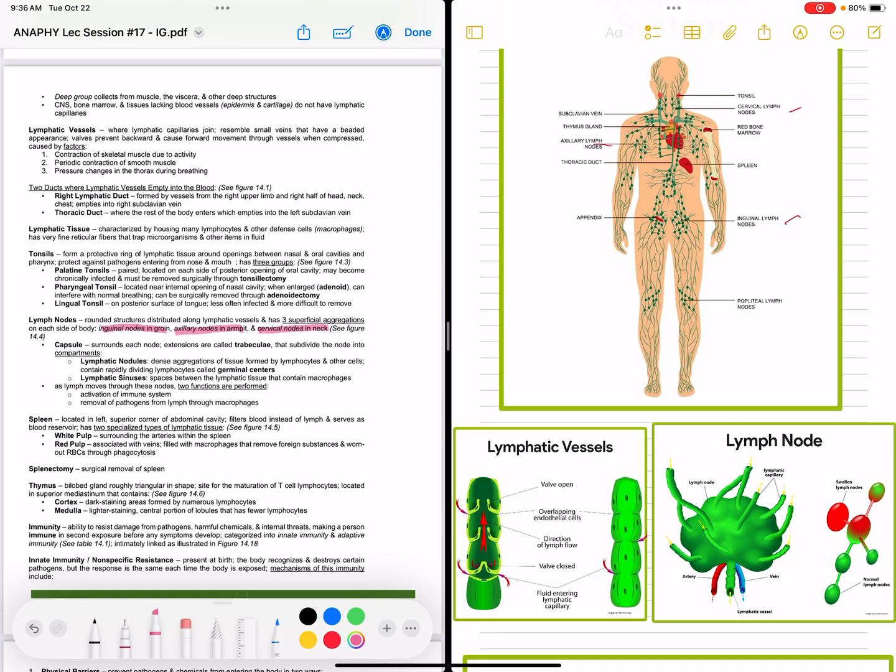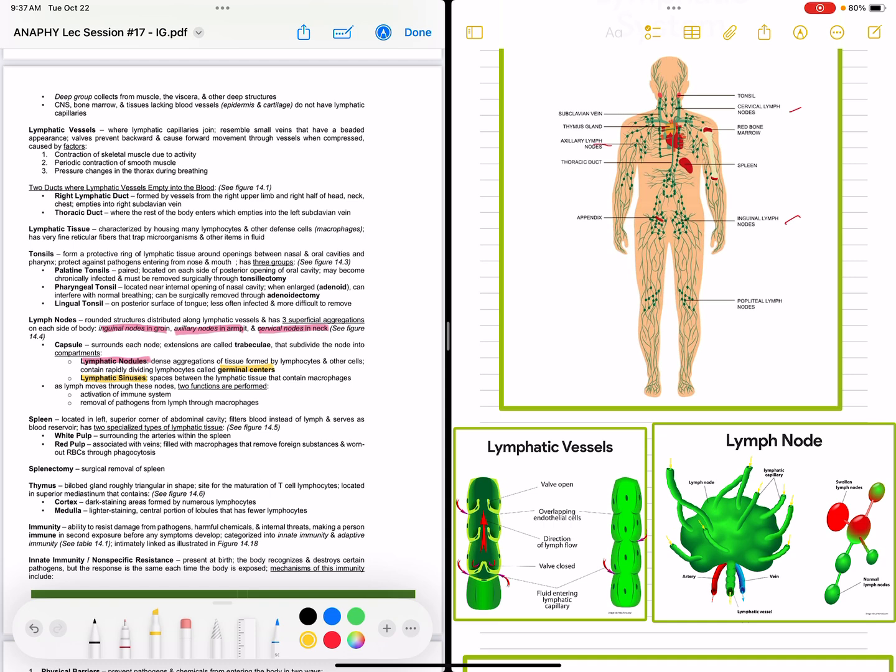Okay? So, ang capsule surrounds each node, its extensions are called trabeculae. Ang trabeculae subdivide the node into compartments: the lymphatic nodules and lymphatic sinuses. So, ang lymphatic nodules are dense aggregations of tissue formed by lymphocytes and other cells, contain rapidly dividing lymphocytes called germinal centers, and lymphatic sinuses are spaces between the lymphatic tissue that contain the macrophages.